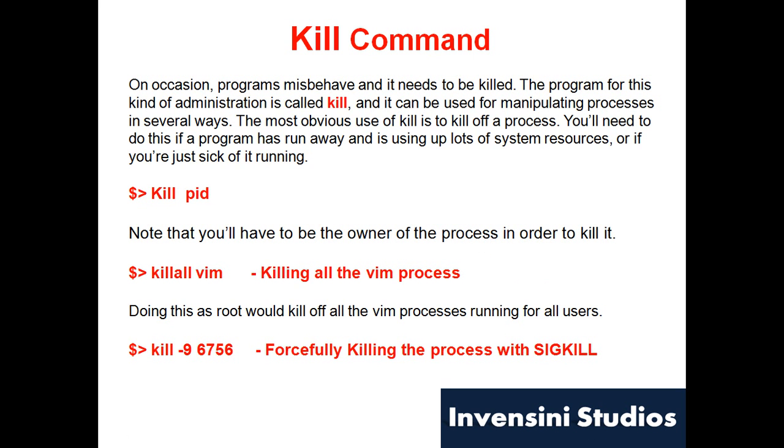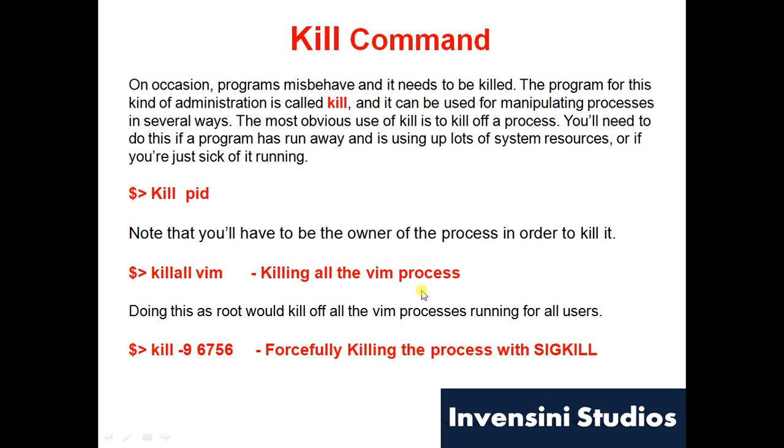But suppose some process is misbehaving and you want to kill it, so how do you do it? You say kill and the process ID, and it will kill the process. But the important thing is you should be the owner of that process. If you are killing some other process running under some other user ID and you don't have the right, it will not kill. So you can use killall for killing all the vim processes.